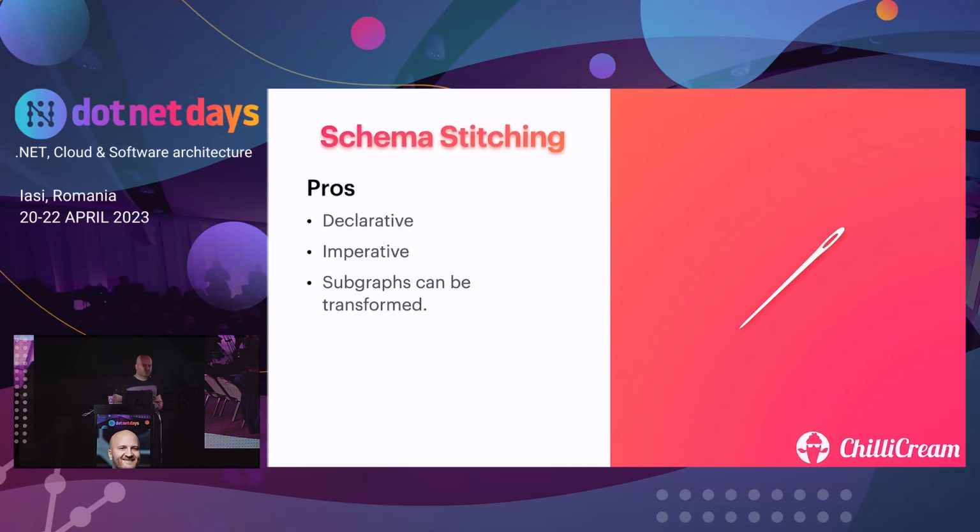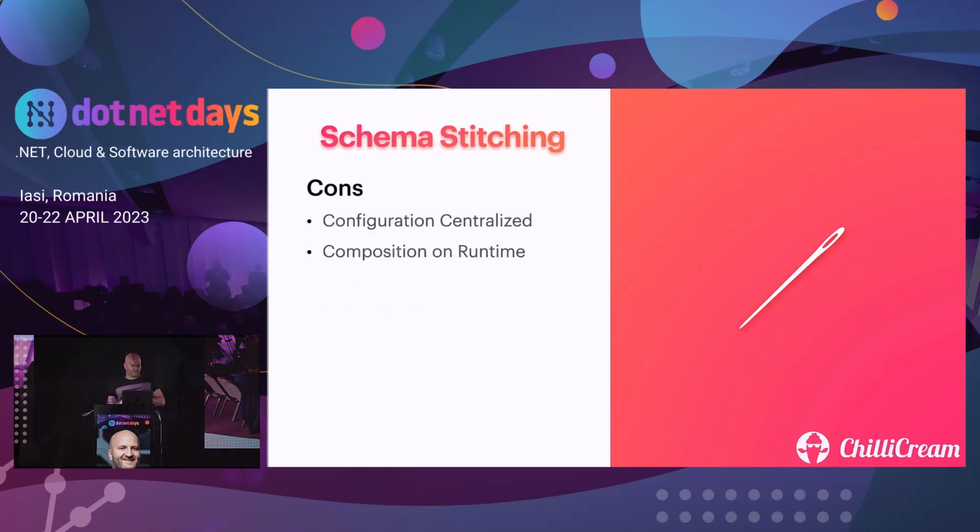So let's talk first off about schema stitching. That is the original approach to distribute GraphQL. The GraphQL schema stitching approach is mostly imperative, so you have to write code. We try to do a declarative approach, so it could also be done declaratively, but it's just kind of imperative. And subgraphs can be transformed with the schema stitching approach.